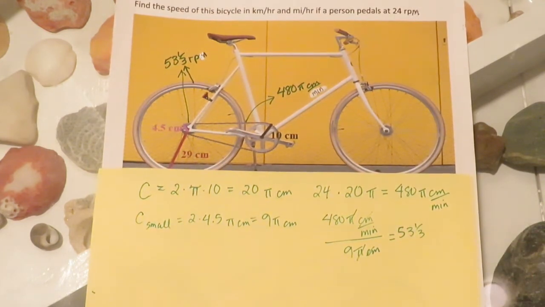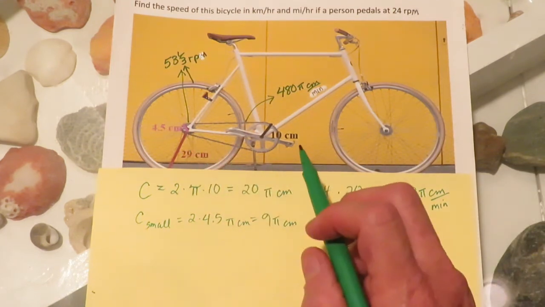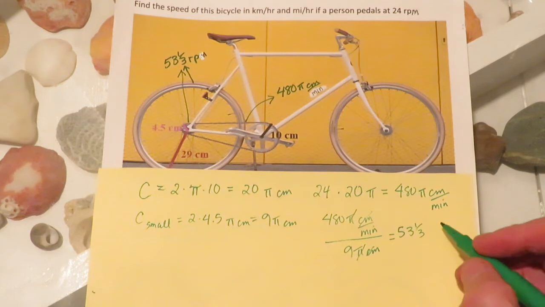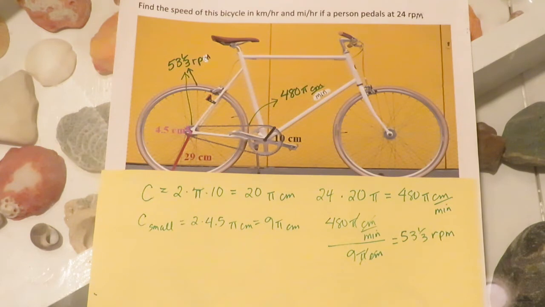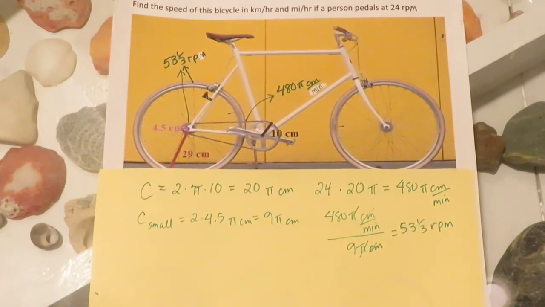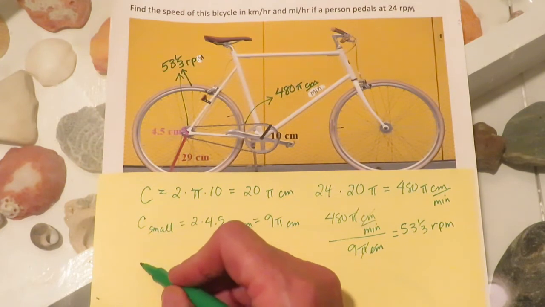So notice the per minute was left, but what were we figuring out? We were figuring out how many times that smaller circumference fits into that speed. And then that's giving us the RPMs of that little gear that's attached to the wheel. So the little gear is spinning 53 1/3 revolutions every minute. Well, guess what? It's making the whole tire go around 53 1/3 revolutions per minute. And so the tire is also revolving at that same RPM.